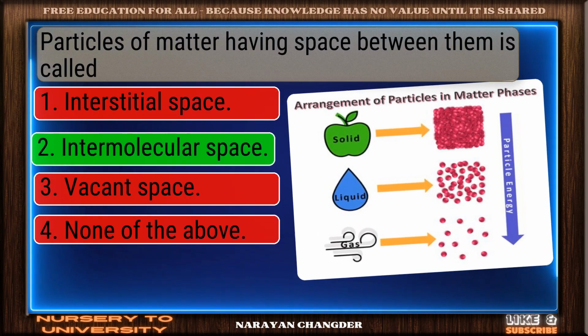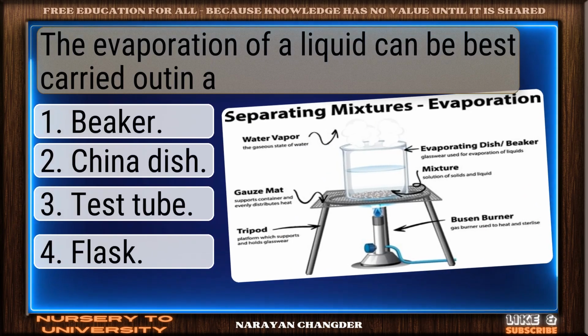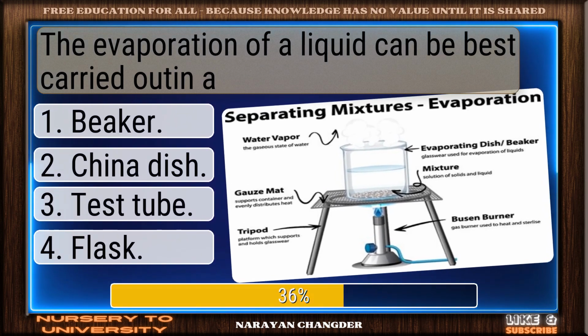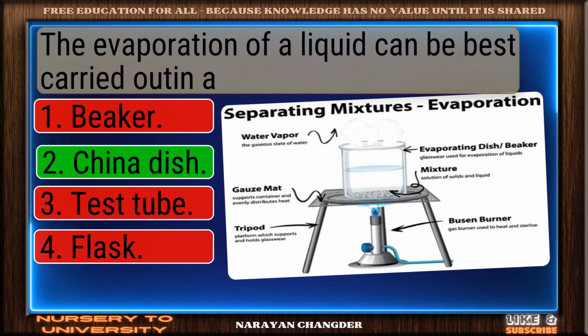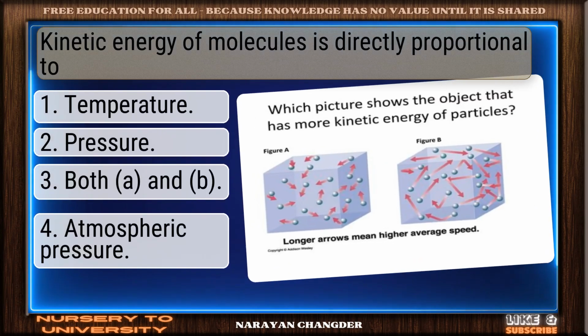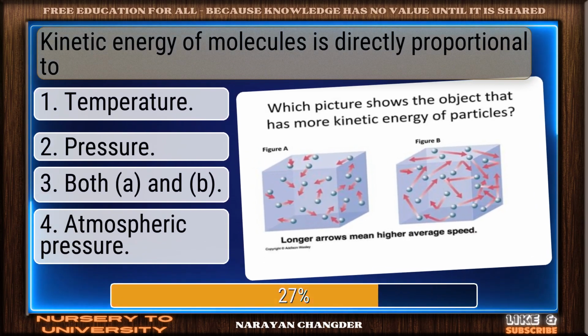Nice work. You chose intermolecular space and it is correct. Question number 49. The evaporation of a liquid can be best carried out in a... Smart move. China dish is an accurate answer. Question number 50. Kinetic energy of molecules is directly proportional to.